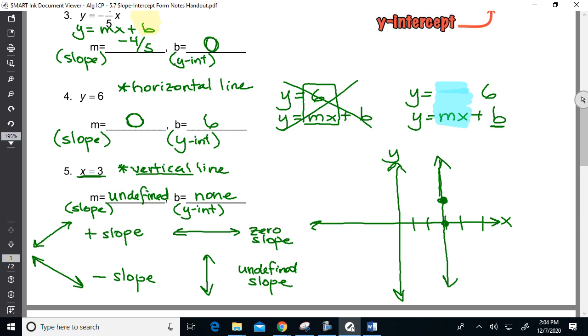If you have a vertical line, there is no slope. There is an undefined slope, and there's no y-intercept. And math builds upon itself. So if you don't understand one concept, you have to ask, because it's going to build on top of something else. Any questions on identifying slopes and y-intercepts before we do our first example with graphing it?